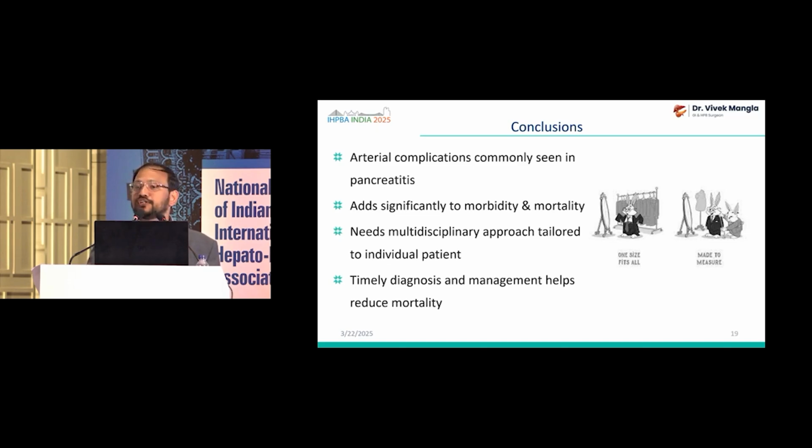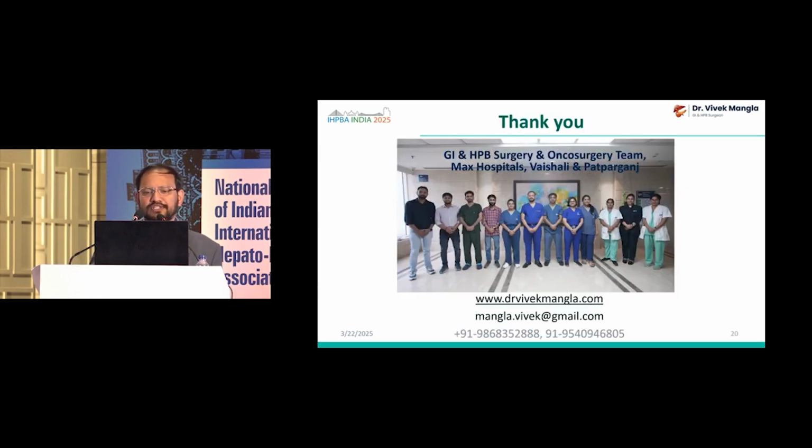Multidisciplinary approach tailored to the individual patient, but I think most of it is largely the endovascular technique being tailored to what the lesion looks like, and then timely diagnosis and management definitely helps reduce mortality. Important thing is this, that when you've got significant necrosis in acute pancreatitis or a pseudocyst in chronic pancreatitis, you may just expedite the definitive management for these two things as well.